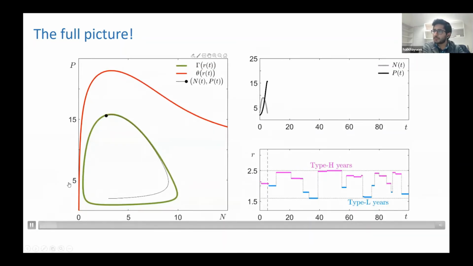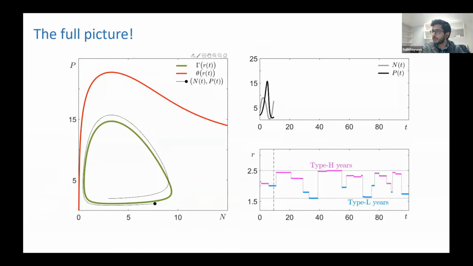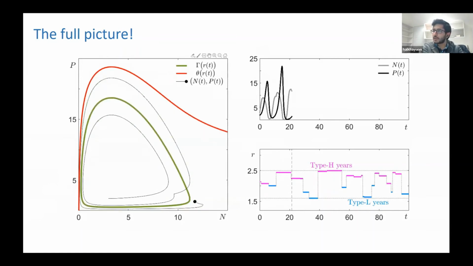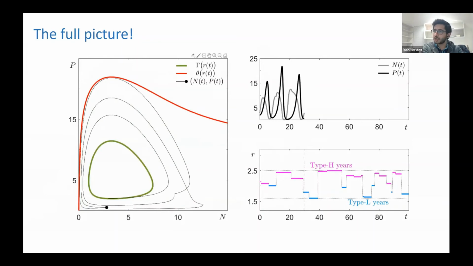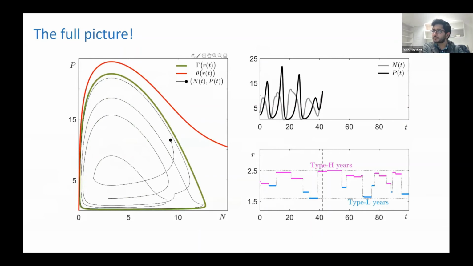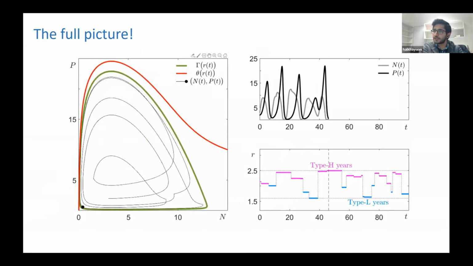And if I run the movie again, you can see that it is not just the limit cycle that is changing with time, but the boundary of the basin of attraction is changing as well. And as we approach the tipping point in this experiment, I'll freeze the movie to have a look at what's going on.